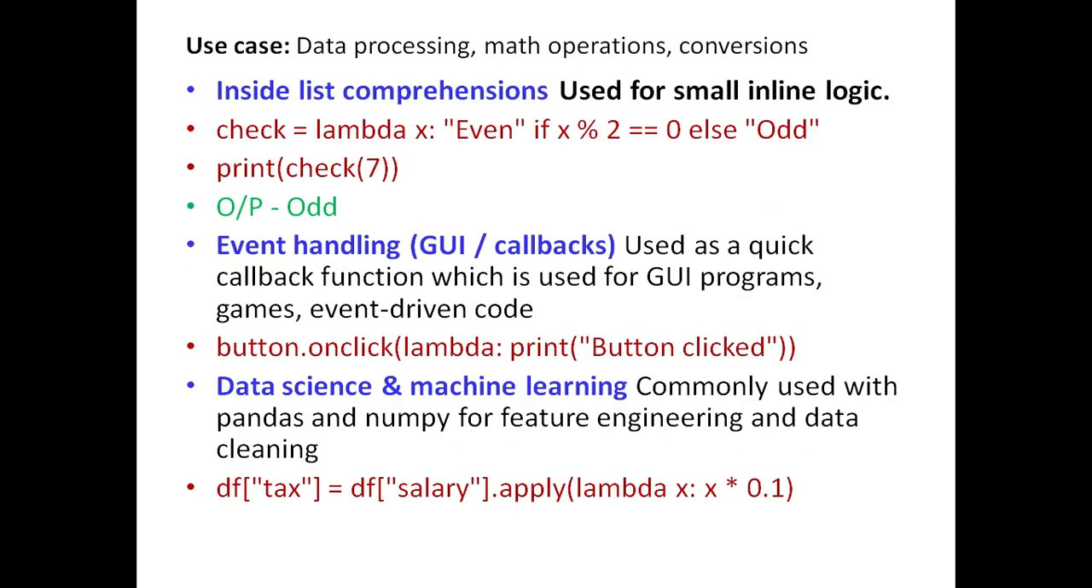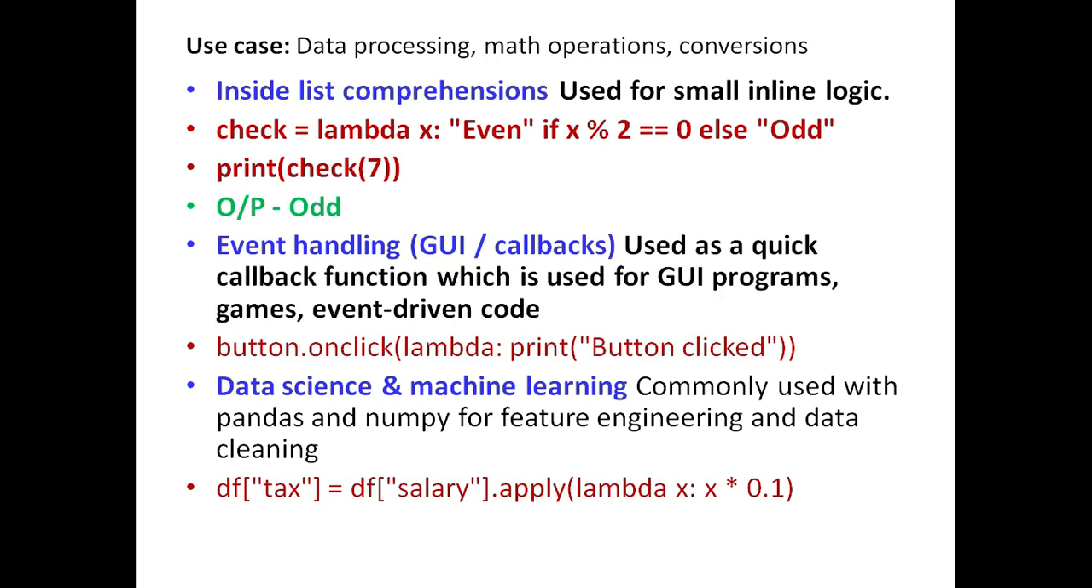We can use it for small inline logic, that is, we can check whether a number is odd or even using a lambda function as check equal to lambda x. It will print even if x mod 2 equal to 0, else it will print odd. So if we execute print check with 7, it will give the output odd.